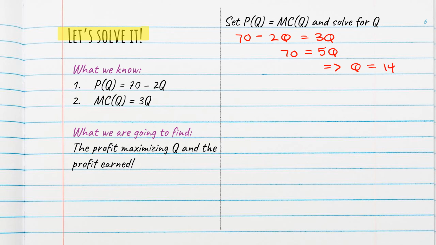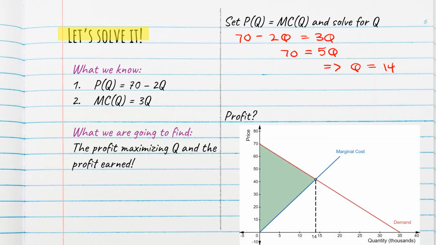Once we know that Q is equal to 14, we can really easily compute the profit with an appropriate sketch. So here's the sketch of the inverse demand curve. It runs from 70 to 35, as well as the marginal cost curve, which starts at the origin and has a positive slope. Once I label these details, the fact that the marginal cost starts at the origin, the inverse demand starts at 70, and the optimal quantity is 14, finding profit is just a matter of finding the area of this green triangle.